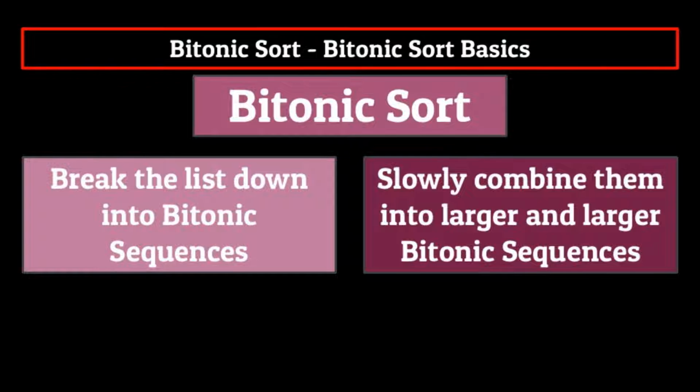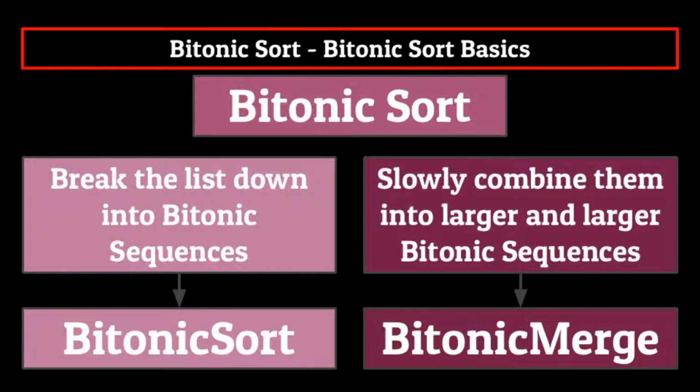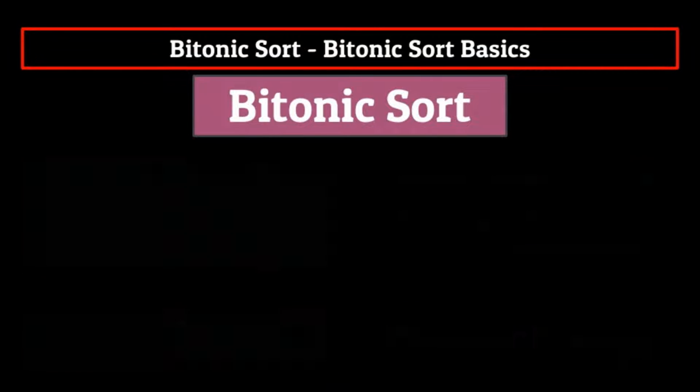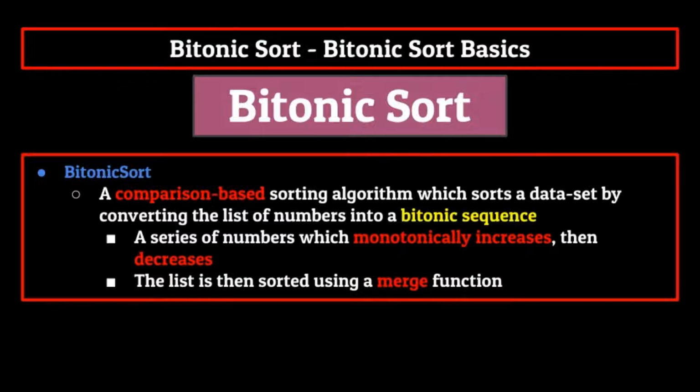This process is split into 2 parts: what I'll call the Bitonic sort method, or the method which breaks the list down and sets up the framework, and what I'll call the Bitonic merge method, the method which builds the list back up. And so, after all that, we can finally formally define Bitonic sort as a comparison-based sorting algorithm which sorts a dataset by converting the list of numbers into a set of Bitonic sequences, and then combines those sequences to create a sorted list.